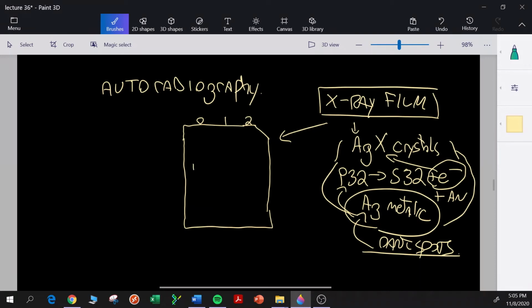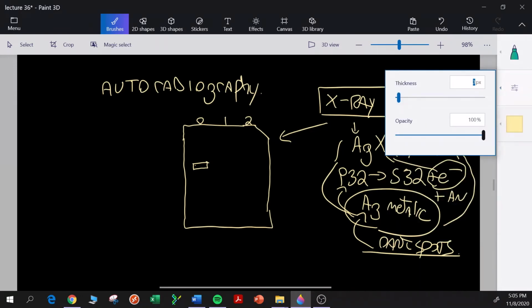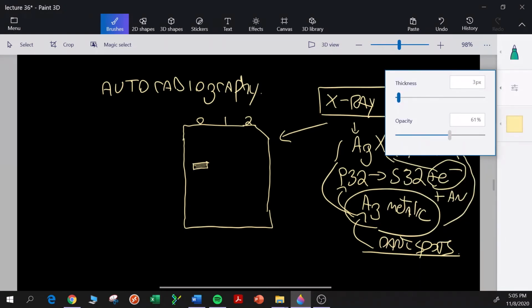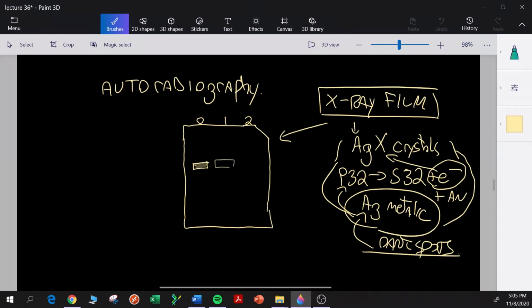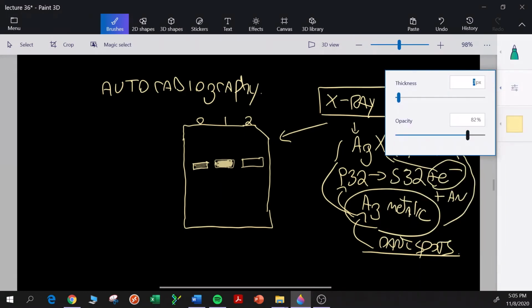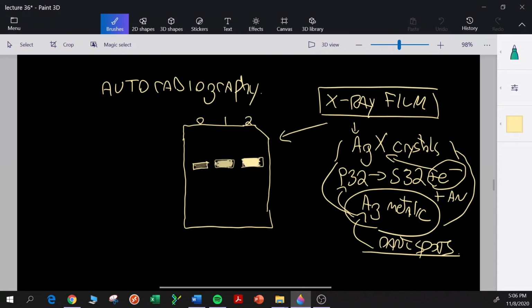For example, let's say the CSA messenger RNA is here, and let's say at time point 0, it looks something like this. You know what? I better change the opacity. And let's say at time point 1, I'm going to change this opacity a little higher. The 1 minute time point, the signal's like that. This isn't the nylon membrane I'm showing you. I'm showing you what the X-ray film looks like after we develop it. And at 2 minutes, it looks like this.